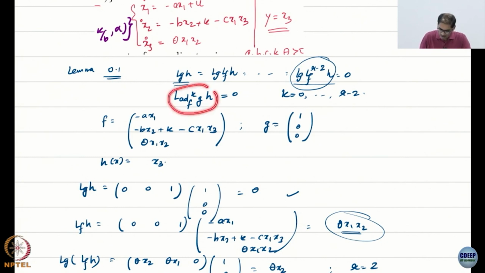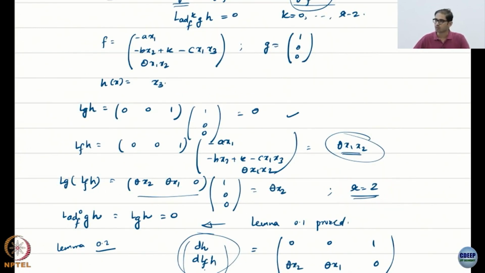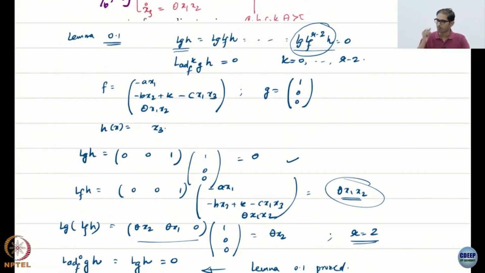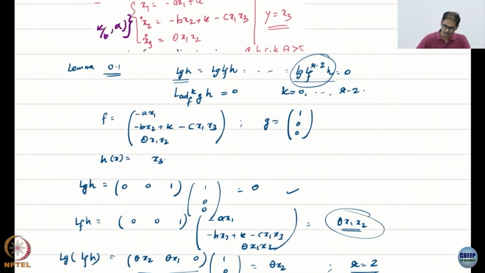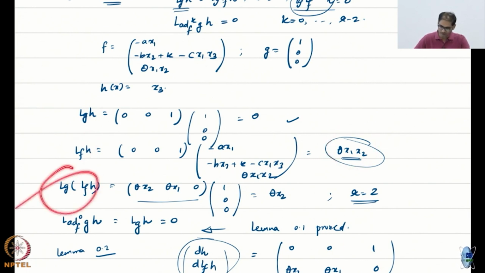Basically it is easy to see that LG LF k H is 0 in this case, because what does r turn out to be? What was the relative degree of the system? The relative degree was just 2. It was very simple, we did all the computations. We computed LGH, it was 0. Then we computed LFH, which was theta x1 x2. Then we computed LG LFH, which was theta x2. So this itself came out to be non-zero.